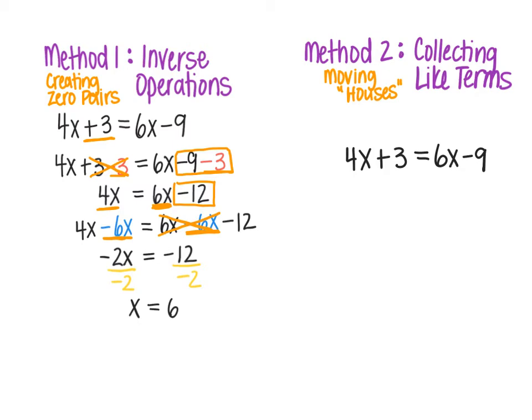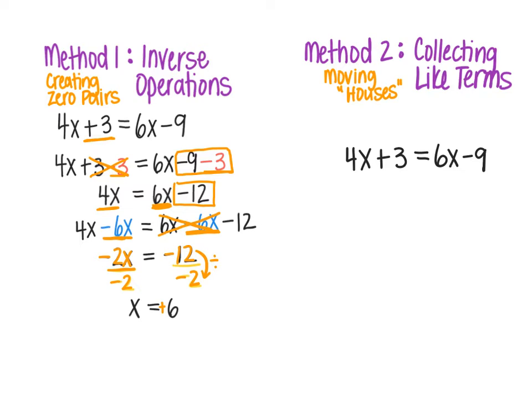That leaves us with negative 12 on the right-hand side, and I have negative 2x left on the left-hand side, and at this point I can divide both sides by the coefficient of x, which is negative 2. So I'll divide both sides by negative 2, and that will let me wind up with the answer of negative 12 divided by negative 2 is going to give me a positive 6. So x is equal to positive 6. So that's how we would do it traditionally if we were going to show the creation of zero pairs. The second method is going to show you a little bit of a shortcut.